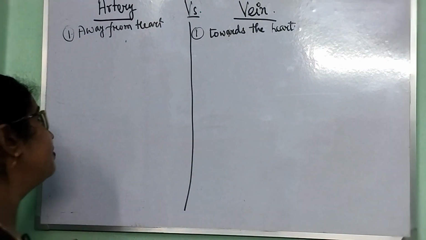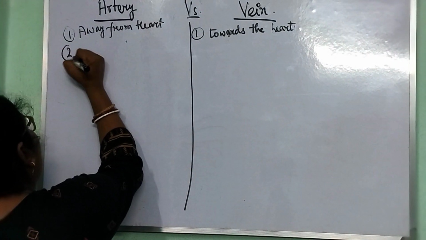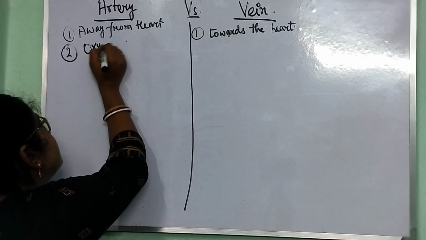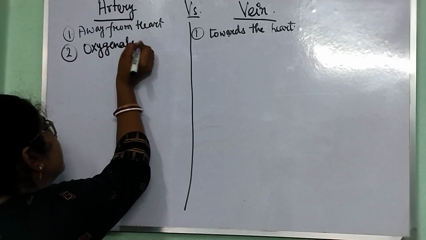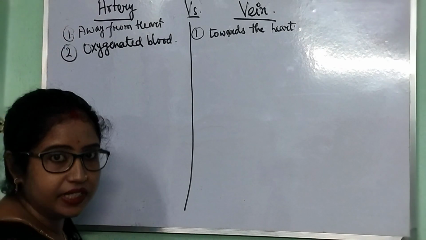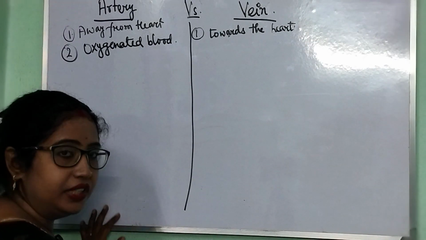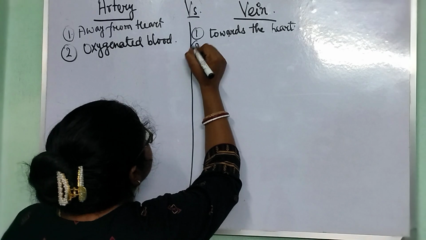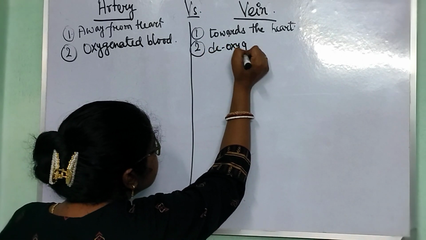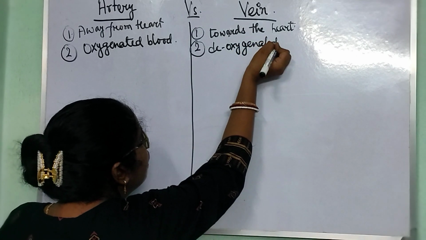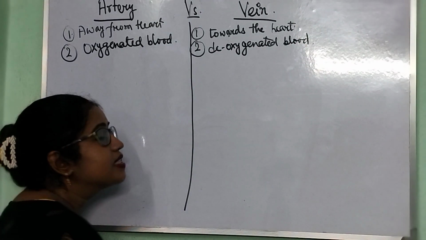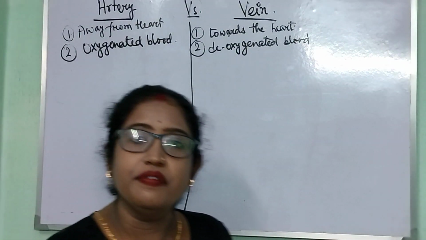Second major difference is artery carries the oxygenated blood, means the blood that has oxygen in it, except the pulmonary artery, whereas the veins contain deoxygenated or the carbon dioxide rich blood, except the pulmonary vein.